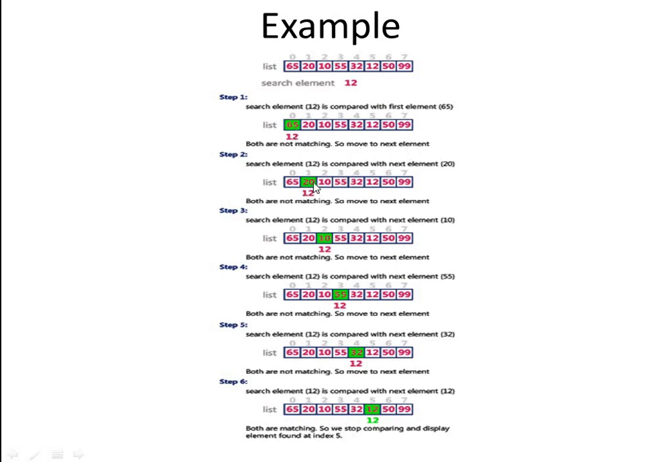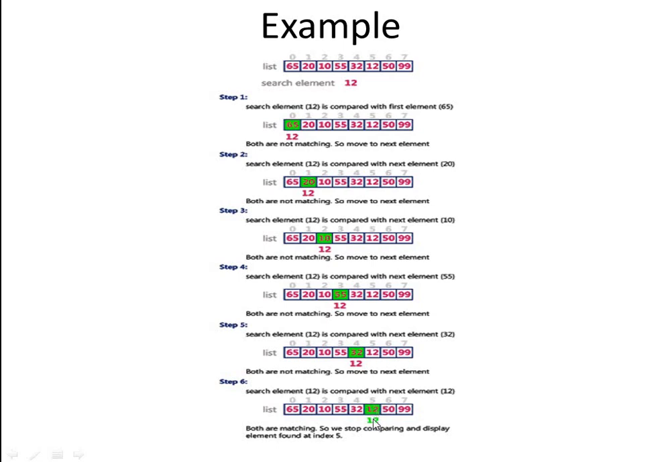Which is the next element? Here it is 20. So 20 and 12 are compared, but they are not matching. So move to the next element, A of 2. That is 10 and 12. 10 and 12 are compared, they are not matching, so move to the next element. Like that we compare all the elements, and finally we reach the sixth element in the array, that is A of 5. We are comparing A of 5, that is 12, with 12.